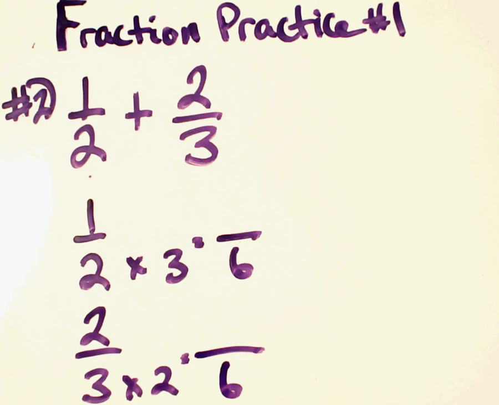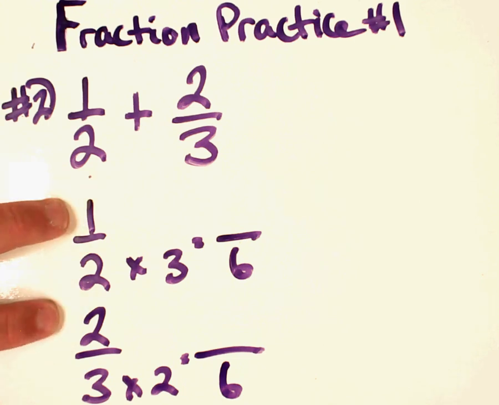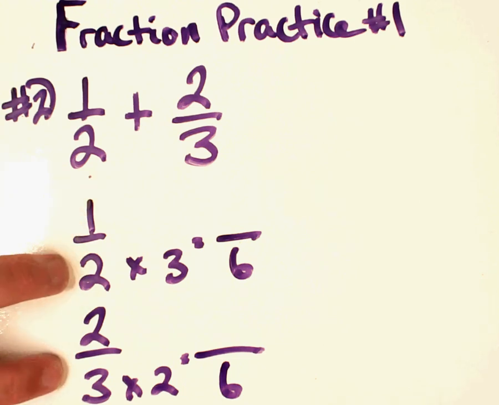And then I have to figure out, okay, what do I do with my numerators? Well, once again, because I multiplied the bottom by a certain number, I must now multiply the top by the same number.